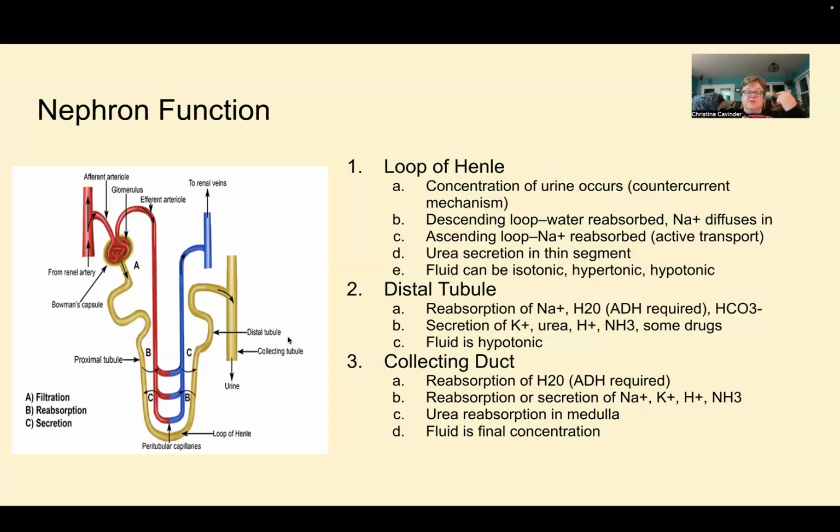Then the next part, we talked about the loop of Henle. This is where concentration of the urine occurs. You have a countercurrent mechanism. So the loop of Henle goes right by itself, so that way it can pull out in different parts of the urine, and you have what you would call a bigger surface area. It has a descending loop, where water reabsorbs and sodium diffuses. And then in the ascending loop, sodium is reabsorbed by active transport.